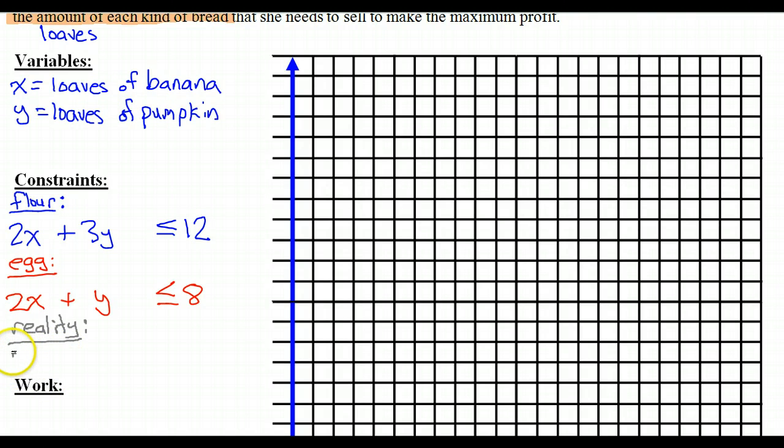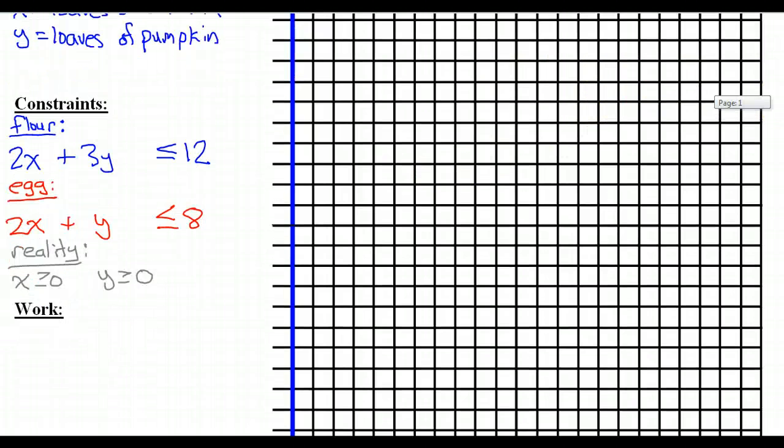So that means that x is going to have to be greater than or equal to 0, and that means also that y is going to have to be greater than or equal to 0. So in addition to the flour limitation and the egg limitation, there's a reality constraint. Can't have negative objects. All right, now it's time to graph all these. Or really, that was the hard part, is coming up with these inequalities accurately. If you have this done, the rest of it is fairly straightforward. It's what we've been doing.